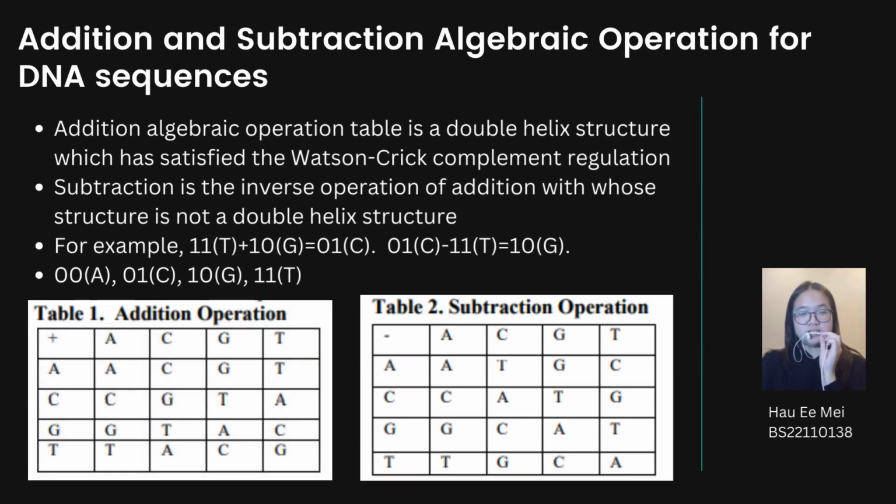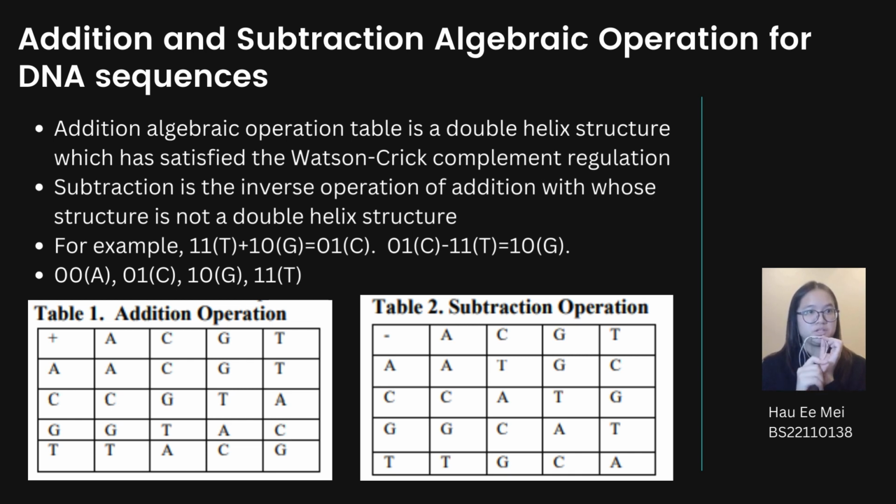Next, we have addition and subtraction algebraic operations for this DNA sequence. These operations for DNA sequences are performed according to traditional additions and subtractions. For example, 11 is T, and it plus 10, which is G, we get 01, which is C, because 1 plus 0 we get 1, and 1 plus 1, according to binary, we get 0. So this is the addition algebraic operation.